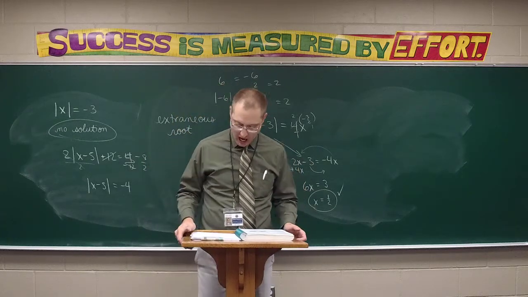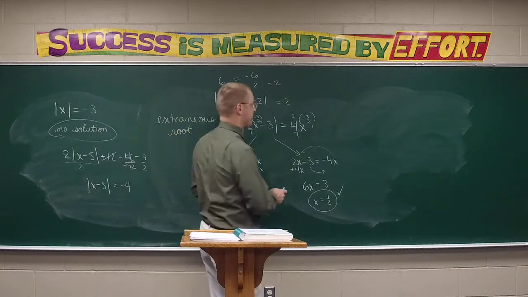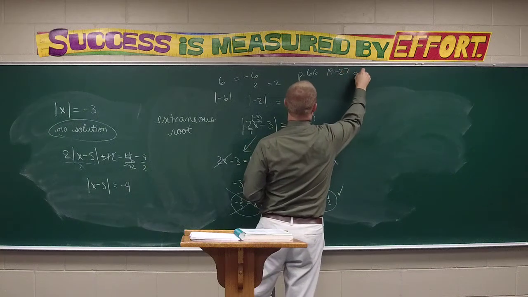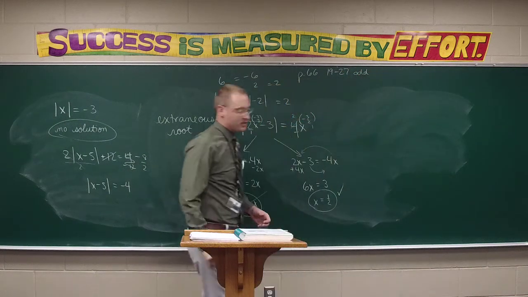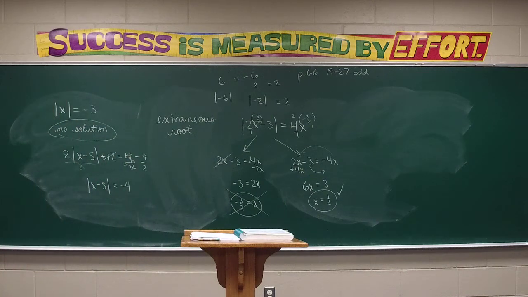I want you to do the odd numbered problems on page 66. Numbers 19 to 27. Not all of the odds, but 19 to 27. The odds. Well, let's see how we do. With some normal ones, some annoying ones.